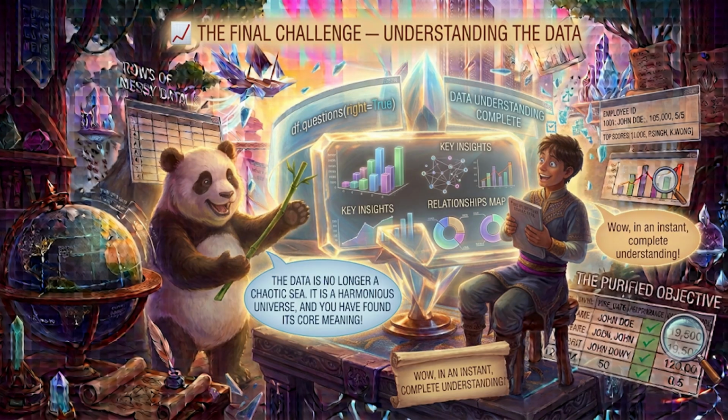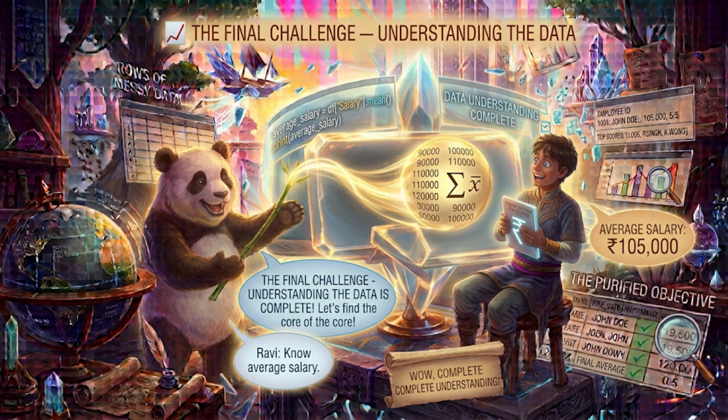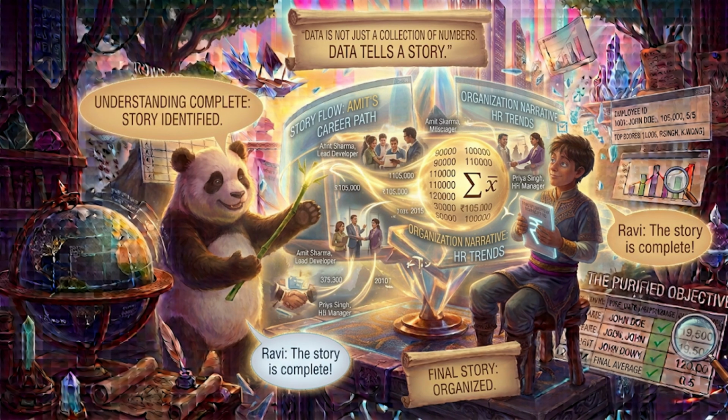The final challenge: understanding the data. Now Ravi wanted to know the average salary. Pandas performed one final magical move. average_salary = df['salary'].mean(). print(average_salary). The answer appeared on the screen. Ravi finally understood something important. Data is not just a collection of numbers, data tells a story.